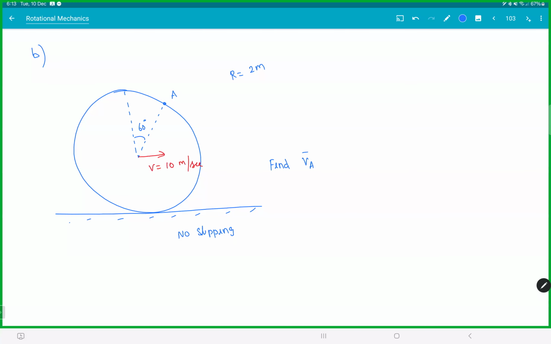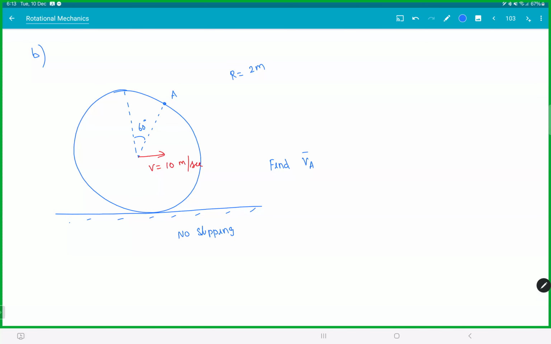You need to ask yourself: they didn't give you omega, if you observe. Suppose omega was not there and this was ground, it would just slide on the floor. How can it not slip? It would slip, right? That means there is an omega which is not being told to you. So you need to understand that.